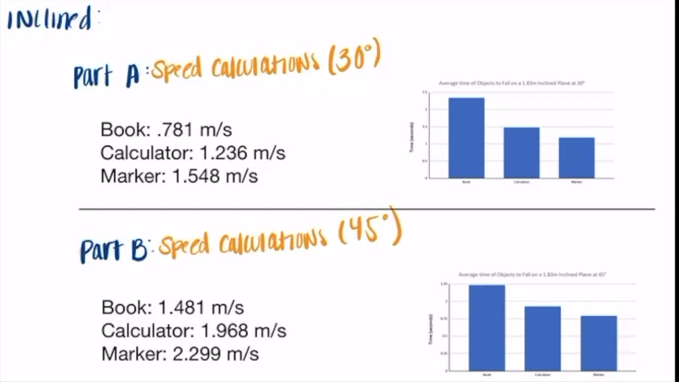Now comparing both parts of the incline test, it shows that all objects had a slower average speed at a smaller angle, which is 30 degrees, and a faster average speed at a bigger angle of 45 degrees. This is due to the higher gravitational force acting on the object at a bigger angle, which makes it fall faster. Friction plays a role in this test with regard to each object differing in average speed, as explained earlier.